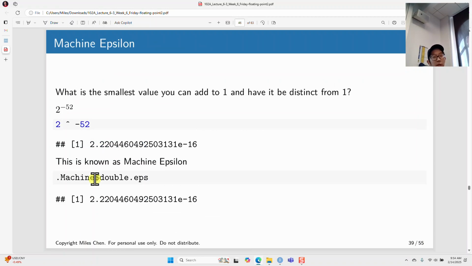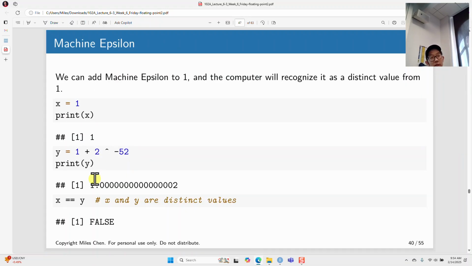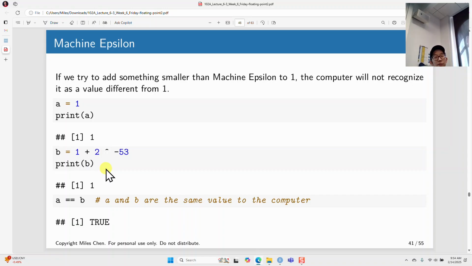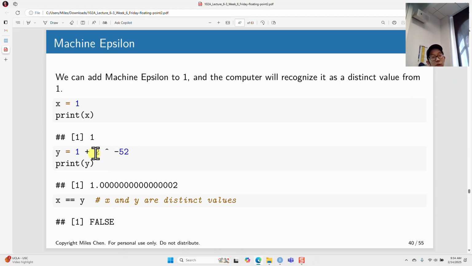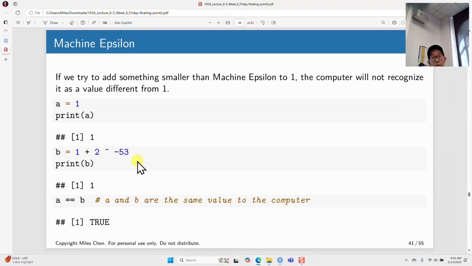Okay, but when you're at the number 1, and if you try to add 2 to the negative 53 to the number 1, R can't tell the difference between 1 and 1 plus 2 to the negative 53. Okay, so here I say A is 1 and B is 1 plus 2 to the negative 53. And if I ask the computer, are A and B equal? The computer comes back and says, yeah, those two things are the same value, because it cannot distinguish between 1 and 1 plus 2 to the negative 53. The smallest thing you can add to 1 is 2 to the negative 52. If you try to add anything smaller than that machine epsilon, okay, it can't do it.